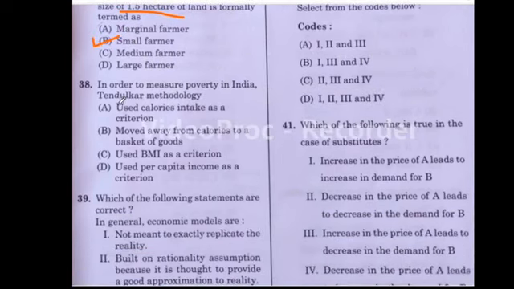Question number 38. In order to measure poverty in India, Tendulkar methodology: Option A, used calories intake as criterion. Option B, moved away from calories to basket of goods. Option C, used BMI as a criterion. Option D, used per capita income as a criterion. The right answer is option D, used per capita income as a criterion.